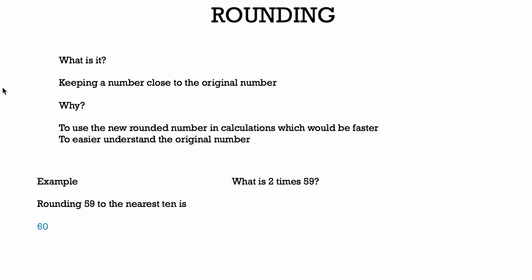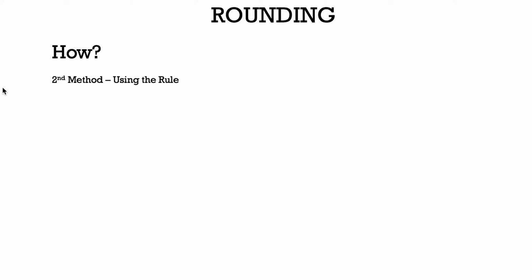Now, to use this in practice, what is 2 times 59? If you do 2 times 60, it should give you 120. So we know the answer is close to that, and the answer is 158. So if you round it, you can figure out what your answers are close to and see if you get it correct.